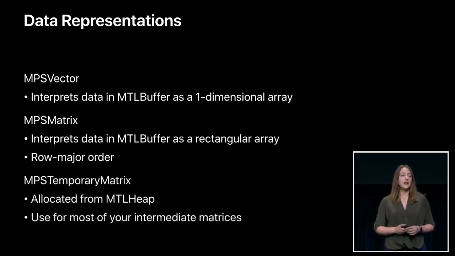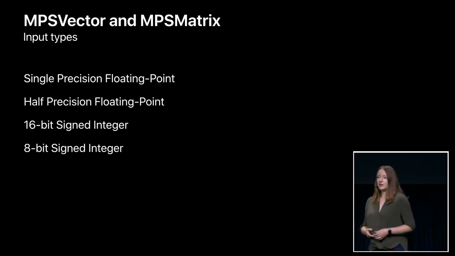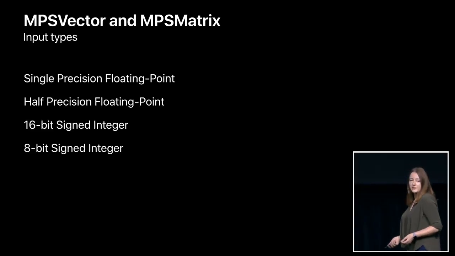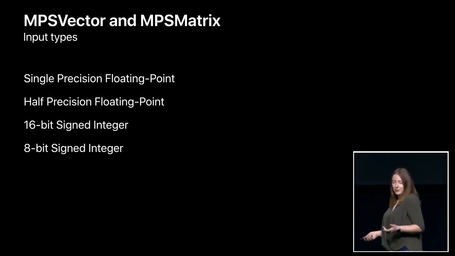We also support a temporary variant of MPS matrix. MPS temporary images and MPS temporary matrices are allocated from a Metal heap associated with the command buffer. They're called temporary because their lifespan is limited to the lifetime of the command buffer. And we recommend you use temporary images and matrices for most of your intermediate storage. Both MPS vector and MPS matrix support a number of different input types. We support single precision and half precision floating point input types, and 16-bit and 8-bit signed integer input types.